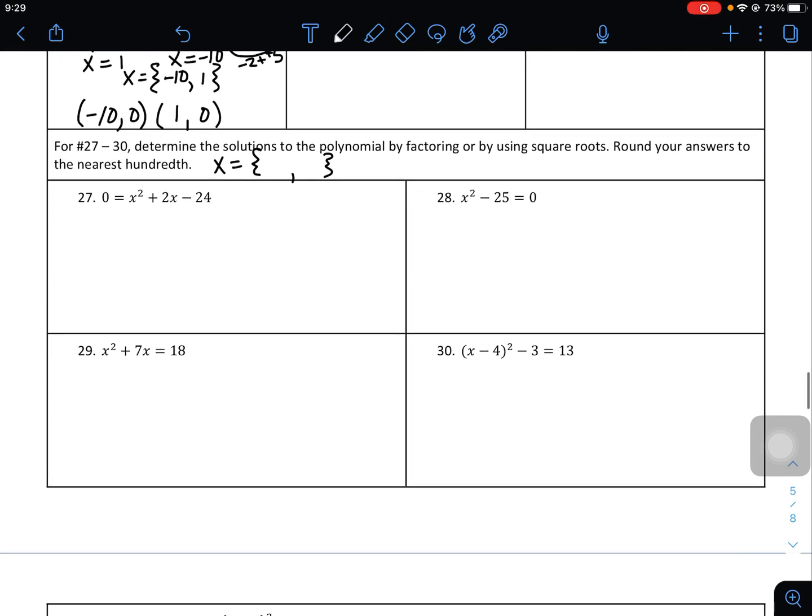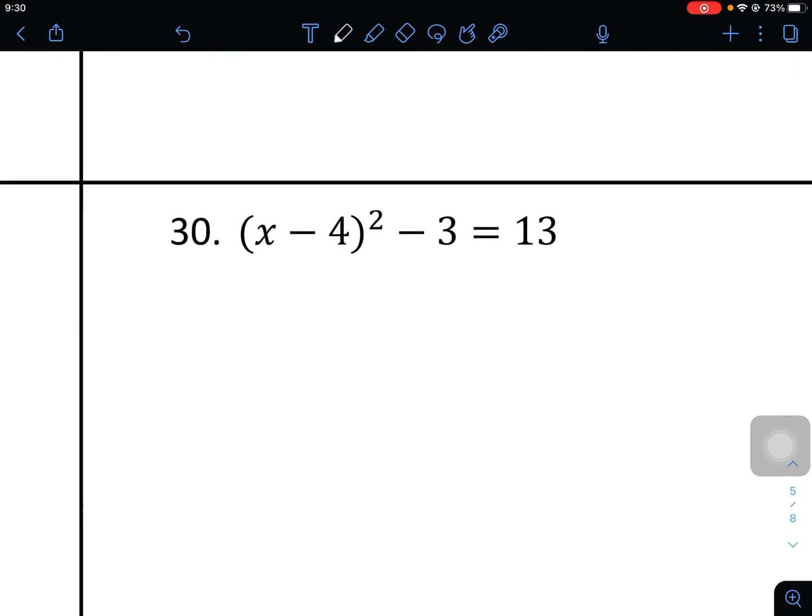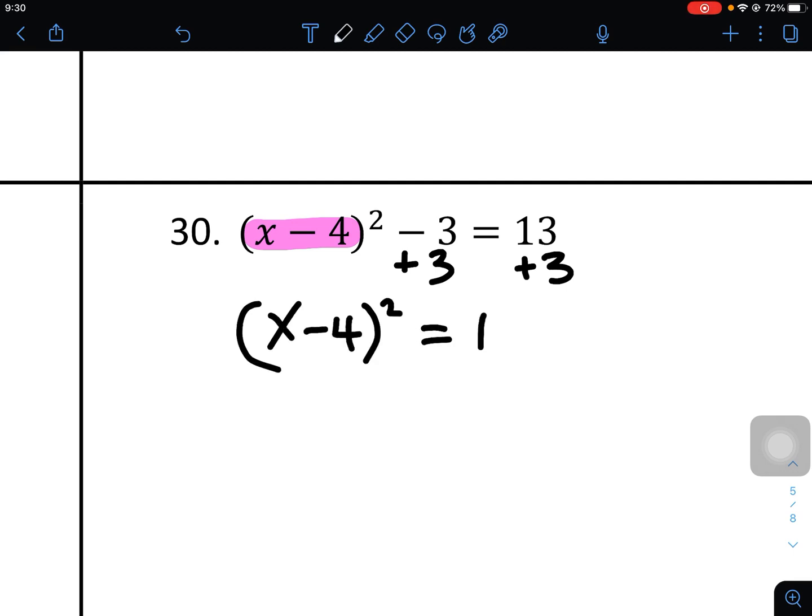Now, when you are in vertex form, something similar to this, remember the process is slightly different, where we're going to isolate whatever is being squared. So the first thing I want to do here is add 3 to both sides. So x minus 4 quantity squared is equal to 16. And once what's being squared is all by itself, then I can take the square root on both sides.